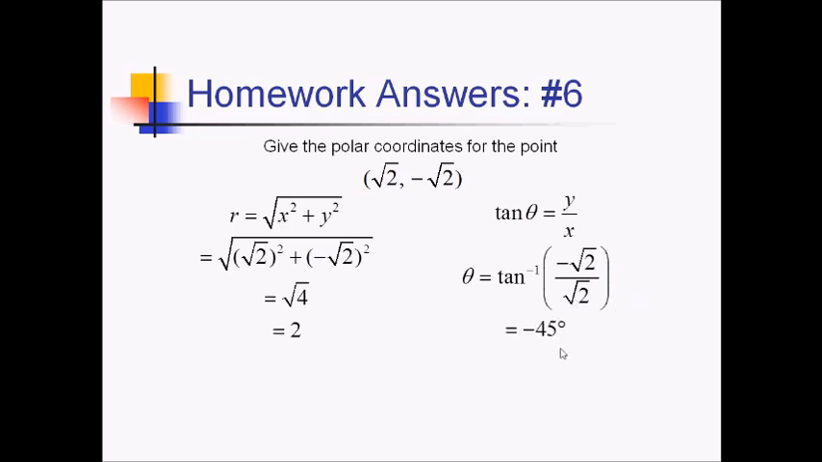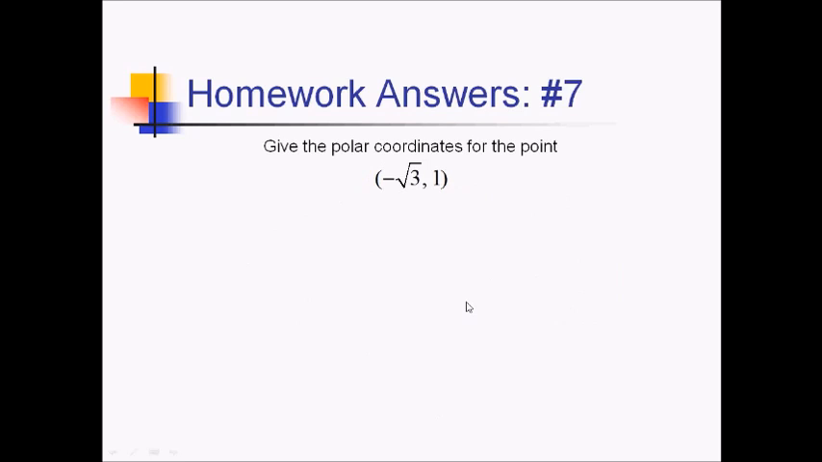Checking our quadrants, the original point is in, let's see, we got positive x, negative y, that's quadrant 4. This angle here is also quadrant 4. Since the quadrants match, that means this is the actual angle that we need. So we don't have to add 180 for this. So we'll just take this angle and this radius, put those together, and there's our polar coordinates.